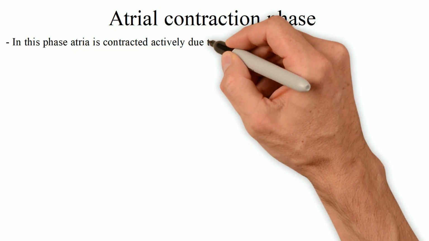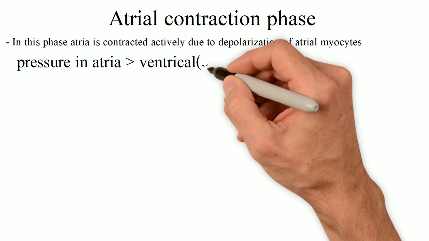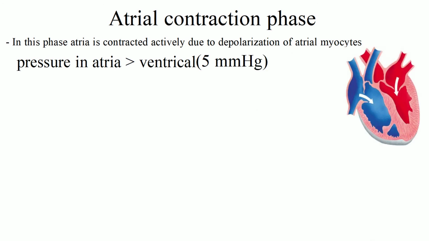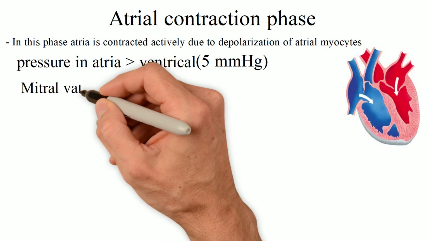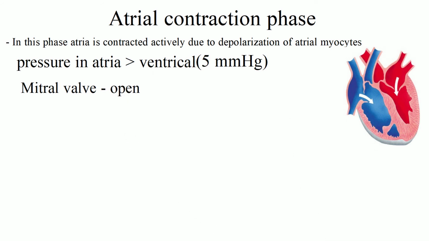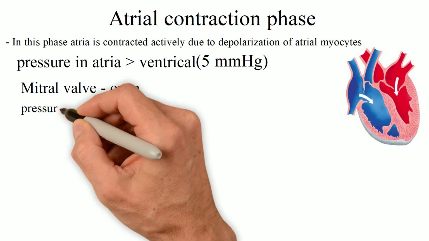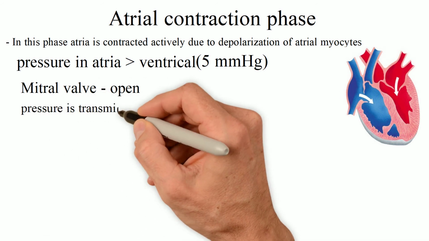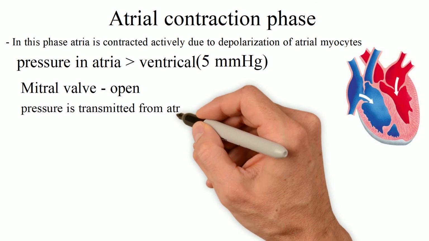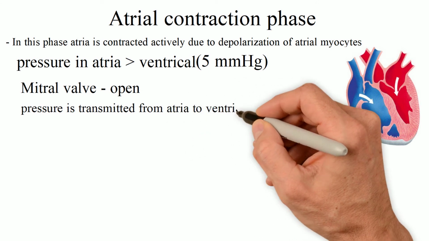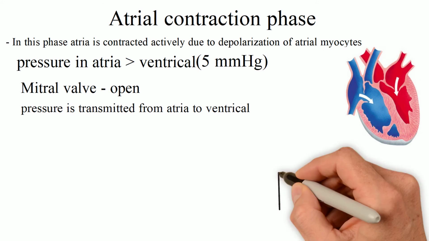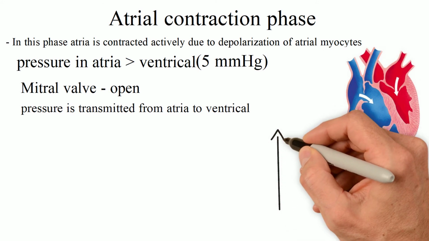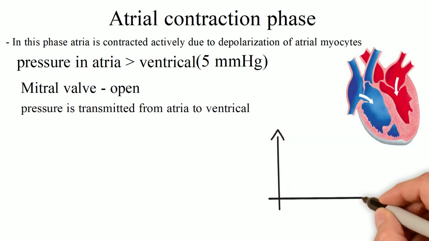In this phase, the atria contract actively due to depolarization. As the atria contract, they will have a higher pressure than the ventricle, which is 5 mmHg. As the atria contract actively, the mitral valve will open and the blood will be transported from the atrium to the ventricle. Not only is blood transported from atrium to ventricle, but pressure is also transmitted from the atria to the ventricle, which means that as blood is passing from atrium to ventricle, the pressure is also transferring.